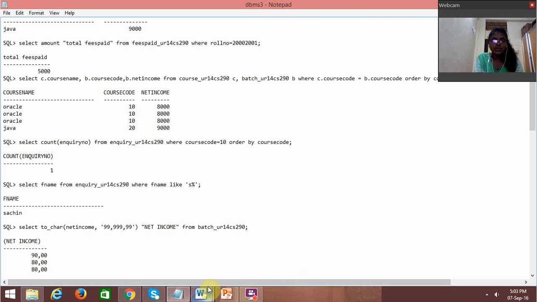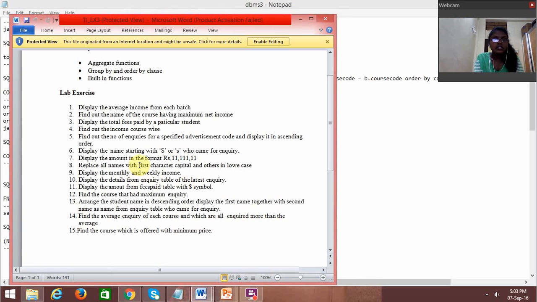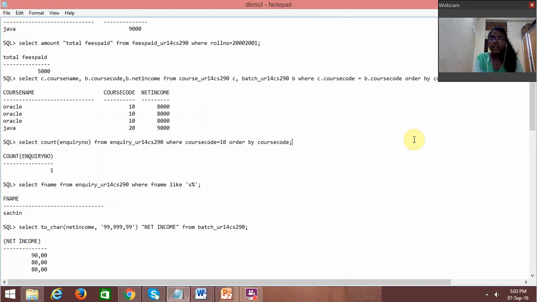So what is the next question? Our next question is display the total fees paid by a particular student. Now how do we distinguish a particular student is by using their roll number. So that is why we have used roll number, where roll number equal to something, and we have found the total fees paid by the student.